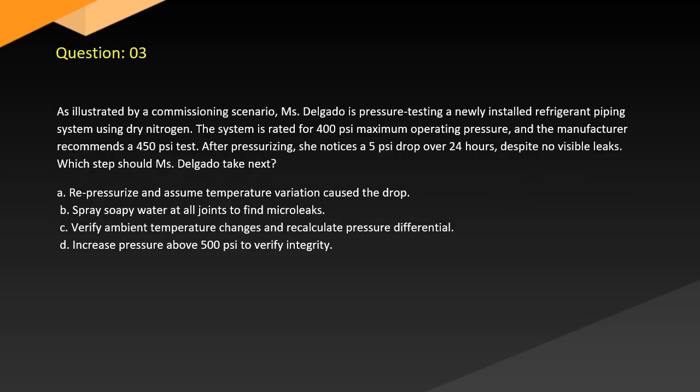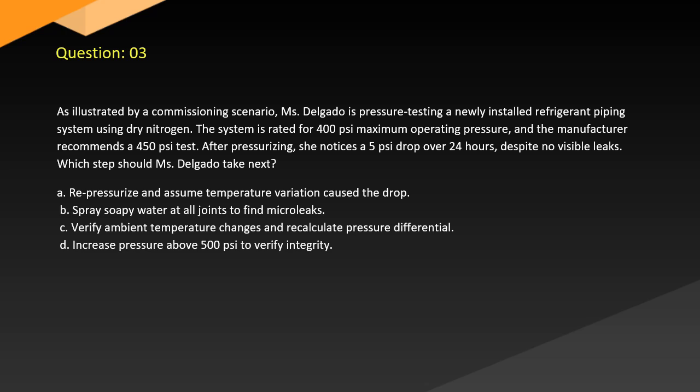Question 3. As illustrated by a commissioning scenario, Delgado is pressure testing a newly installed refrigerant piping system using dry nitrogen. The system is rated for 400 psi maximum operating pressure and the manufacturer recommends a 450 psi test. After pressurizing, she notices a 5 psi drop over 24 hours despite no visible leaks. Which step should Delgado take next?